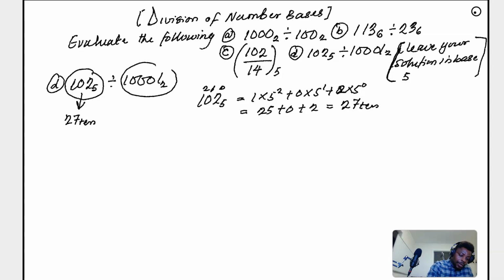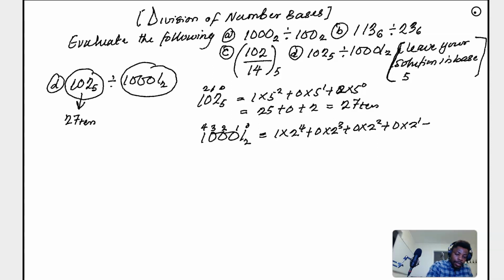Now let's convert this one to base 10. 10001 is base 2. 0, 1, 2, 3, 4. So 1 times 2 raised by 4 plus 0 times 2 raised by 3 plus 0 times 2 raised by 2 plus 0 times 2 raised by 1 plus 1 times 2 raised by 0. So this is 16, this is 0, 0, 0, and this is 1. So 16 plus 1, that is 17 base 10.